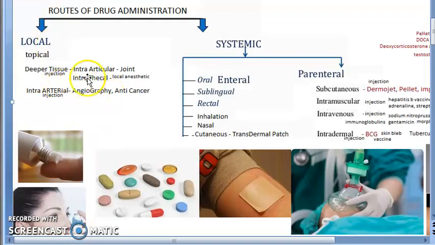We have finished intra-articular injection. Now we are moving to intrathecal injection. So that also can be done. Local anesthetics can be an example.